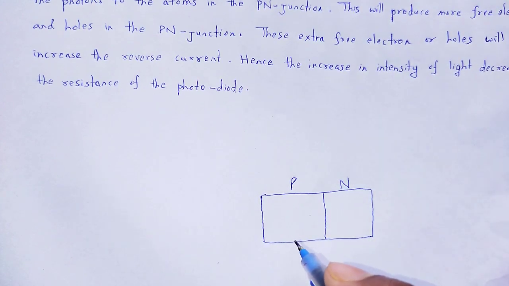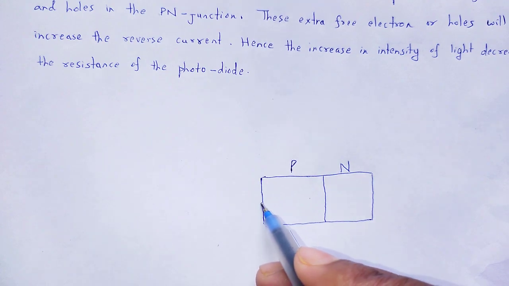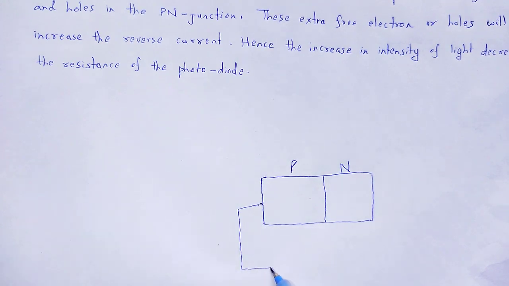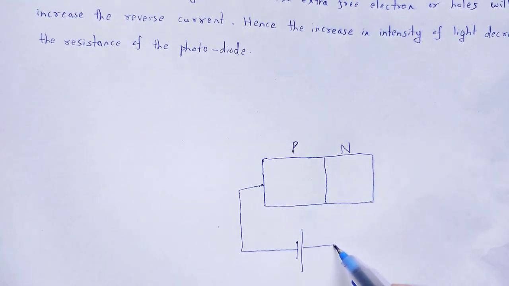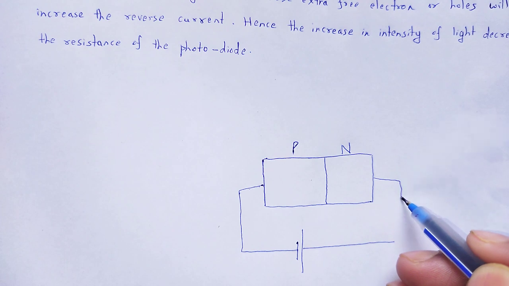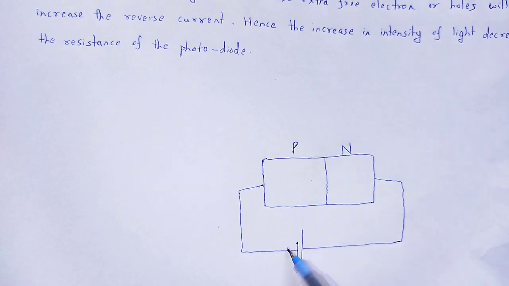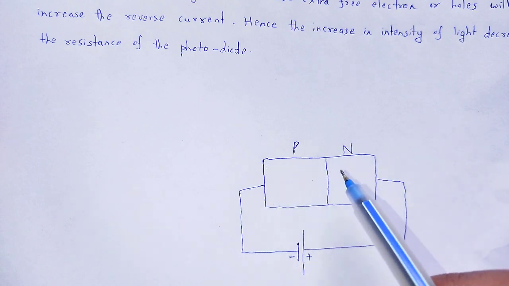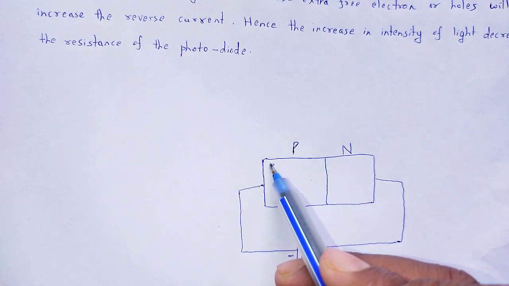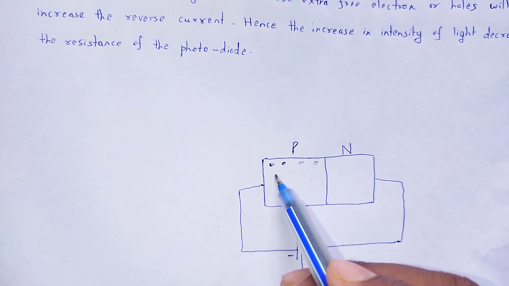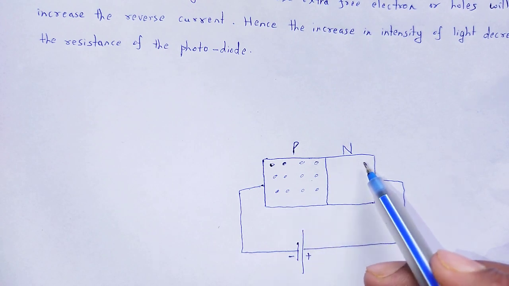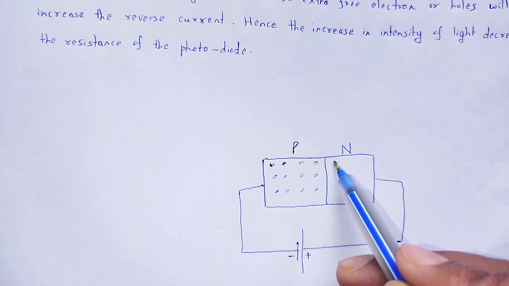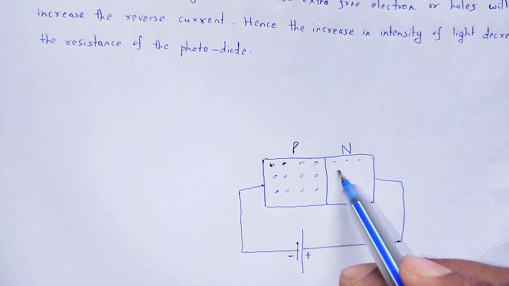which is reverse biased, meaning the P type is connected to the negative terminal and the N type is connected to the positive terminal. In the P type, the majority charge carriers are holes. In the N type, the majority charge carriers are free electrons.